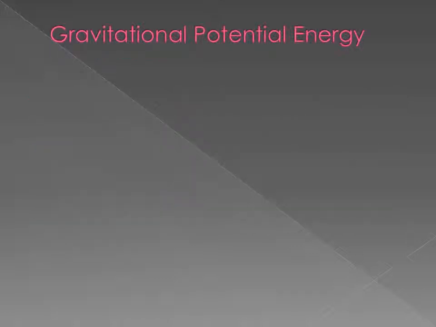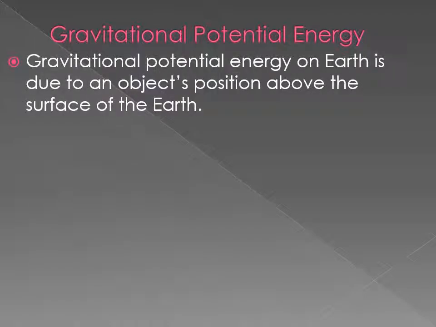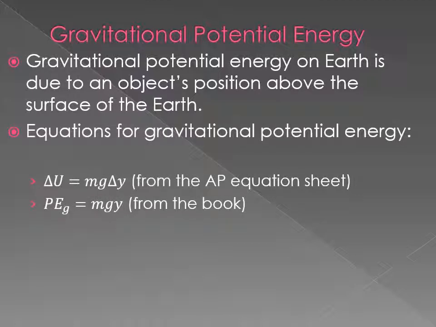One type of specific potential energy is gravitational potential energy. Gravitational potential energy on Earth is due to an object's position above the surface of the Earth. There's a couple different equations that we'll talk about. One is from the AP equation sheet. That's the one with the U in the front.